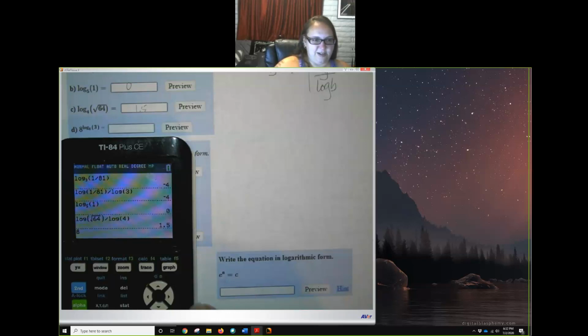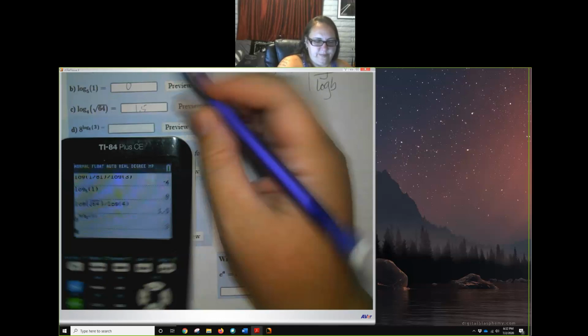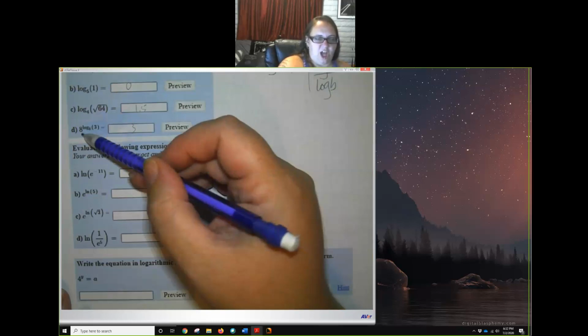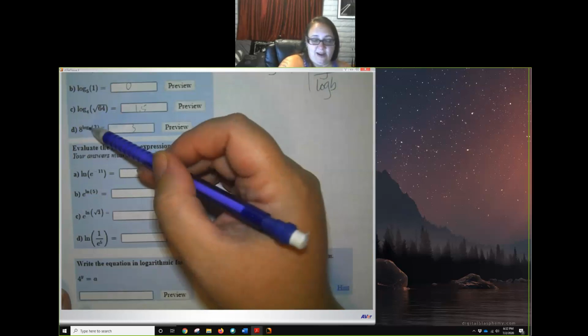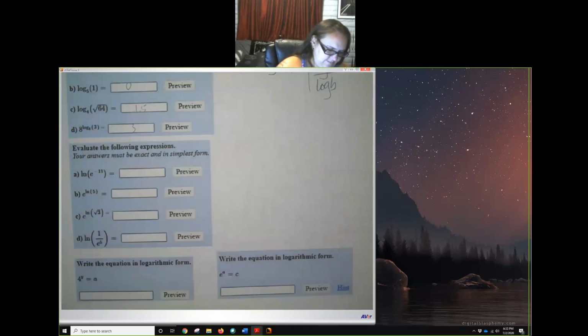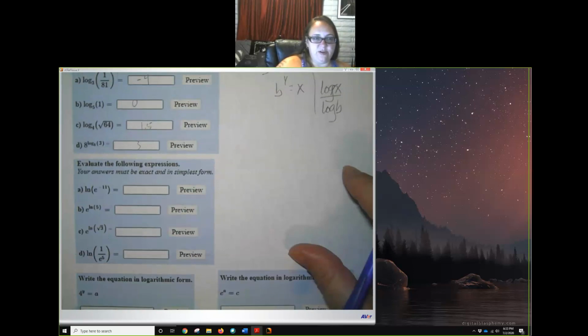And then 8 to the log base 8 of 3 is 3. So here, if you have a log and the log is in an exponent and this base and this base are the same, they cancel. But again, all of that is a calculator exercise once you know.